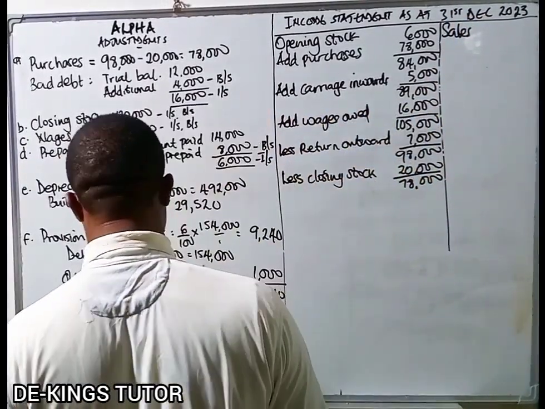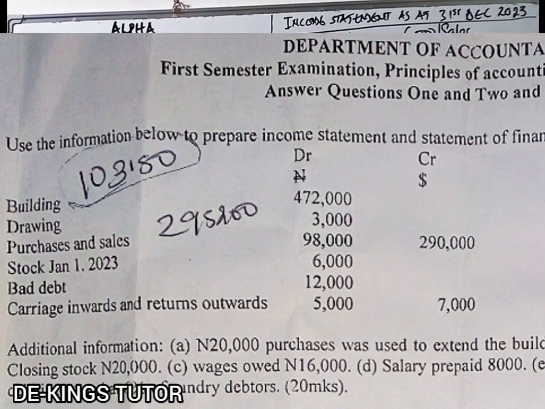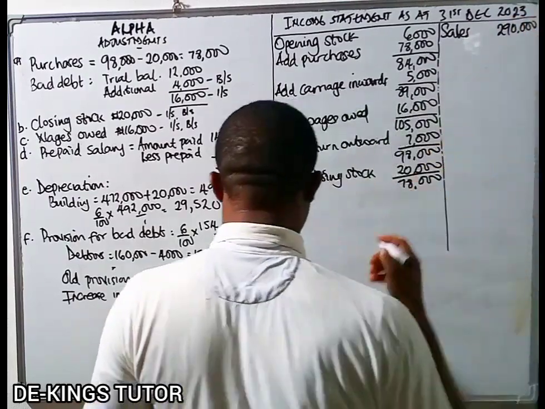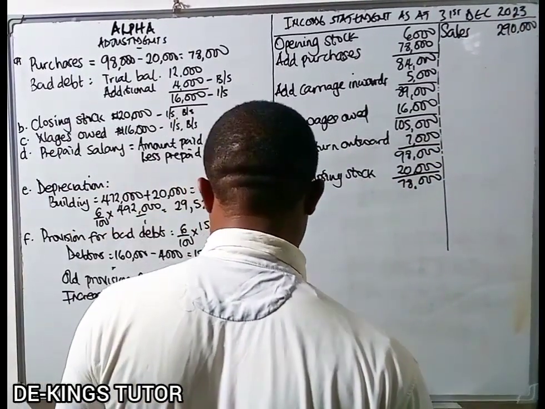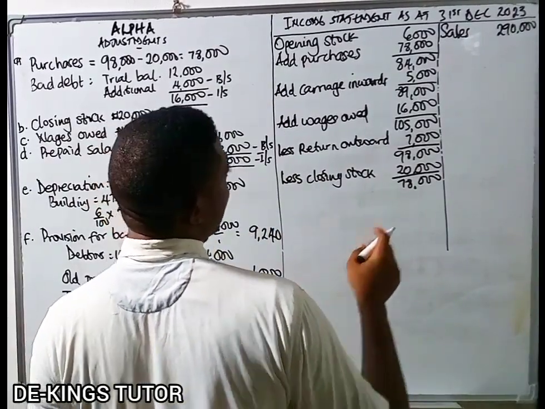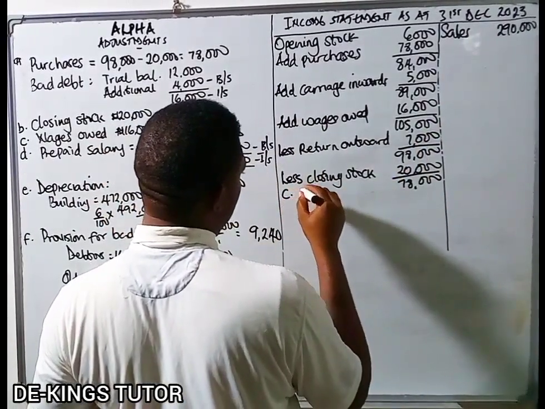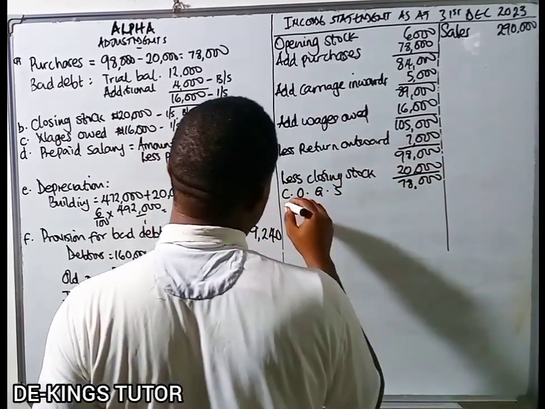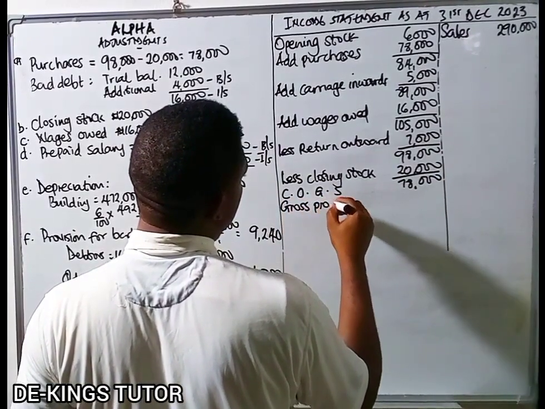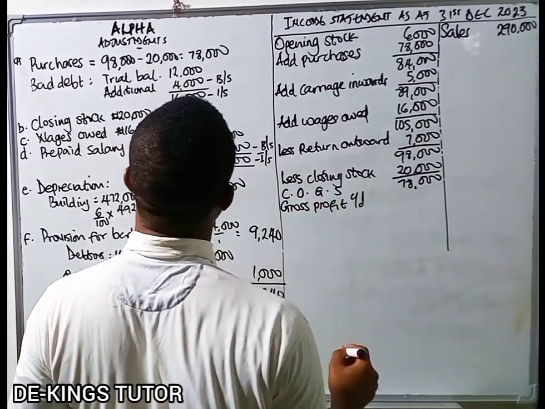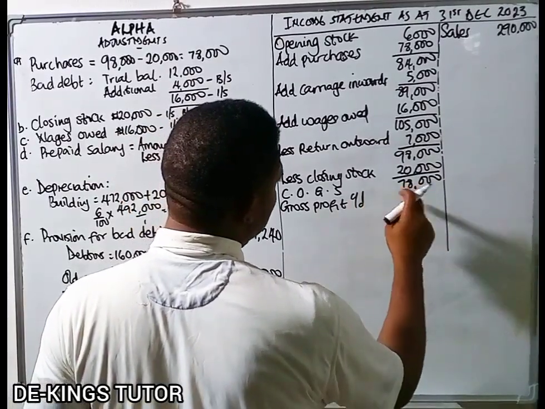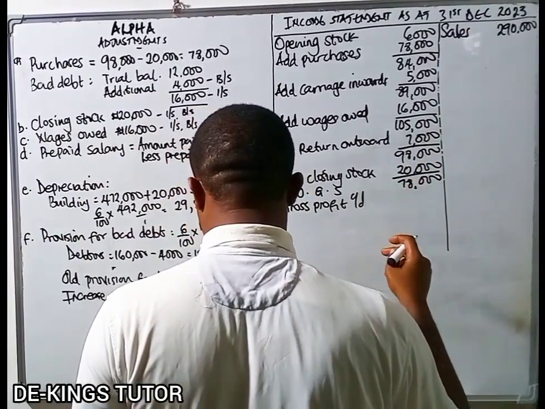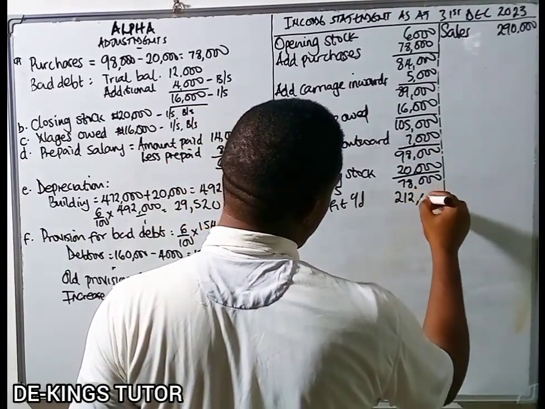What's the sales value from the question there? Our sales value is 290,000. Now let's check if there's return inwards. Is there any return inwards in the question? There is none. So sales minus what we call cost of goods sold: 290,000 minus 78,000 will give us the gross profit carried down. Using my calculator, it gives me 212,000.